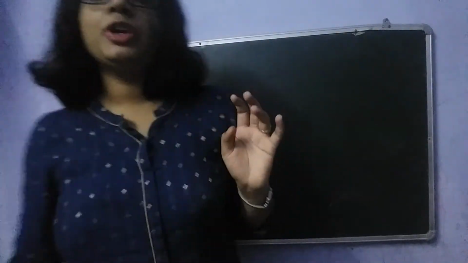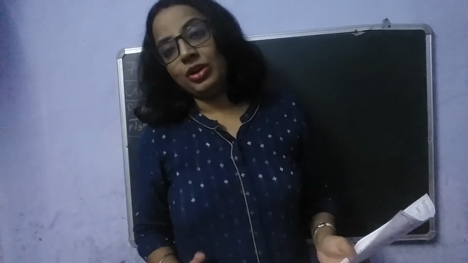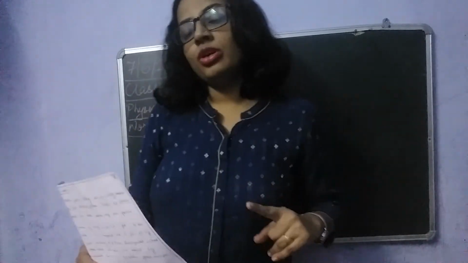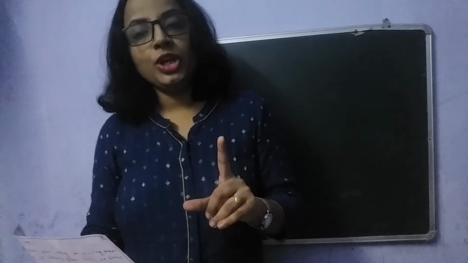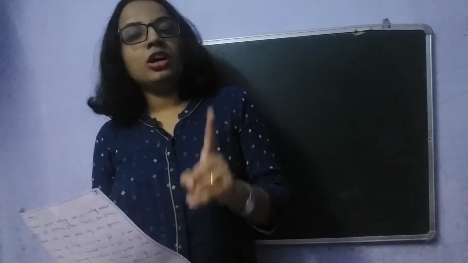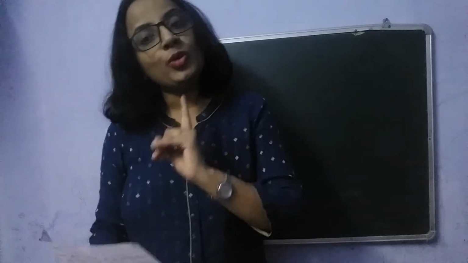Now let's evaluate the whole class. What do you understand by work done? What is the meaning of work done? Obviously, when a force is applied and creates a displacement, this is called work done. What is 1 joule of work? 1 joule of work is done when 1 Newton force is applied and it creates a displacement of 1 meter.